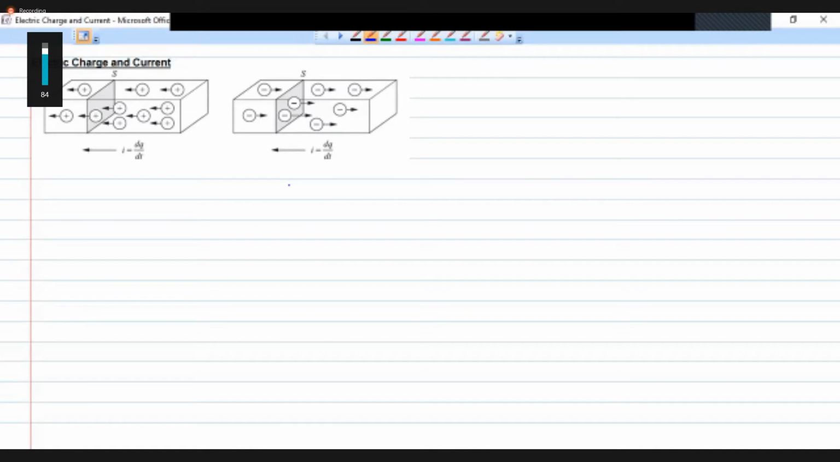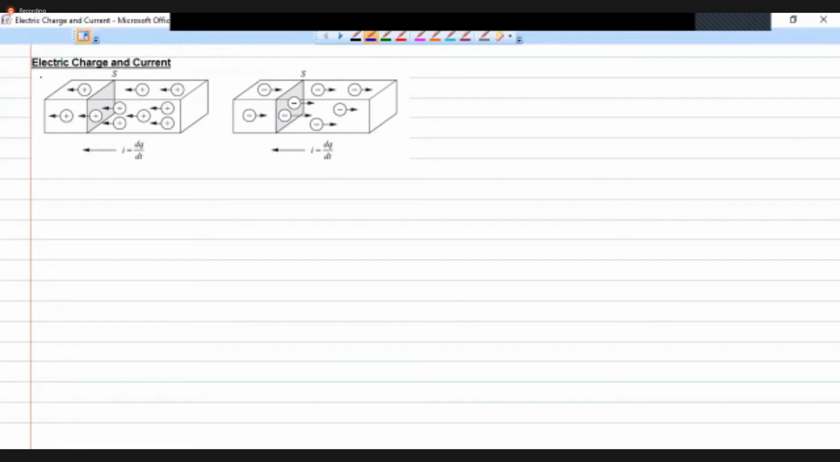First, some of the things which may have been introduced to you in your class 12 physics or first year electrical and electronics. So, what is current? Or what is an electric charge? Electric charge can be defined as a physical quantity.